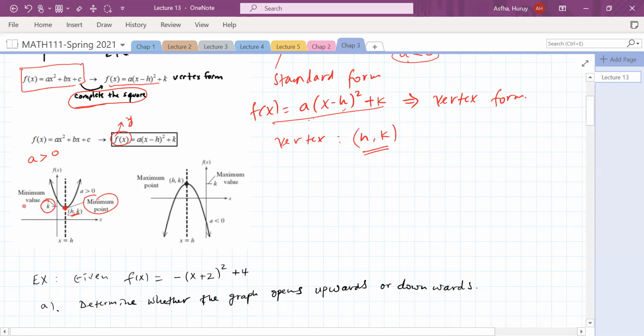So when you're asked for a value, you pick k, the y coordinate of that point. When you're asked for the minimum point of that graph, then it's the vertex when the graph opens upward. And when the graph opens downward, the vertex becomes the maximum point, and the y coordinate k becomes the maximum value. In this case, a is less than 0.